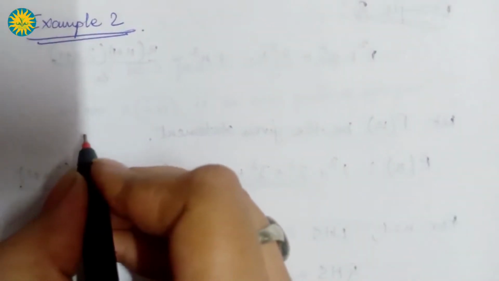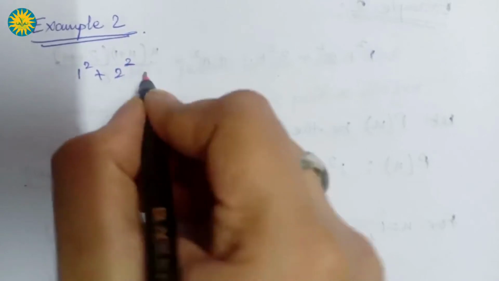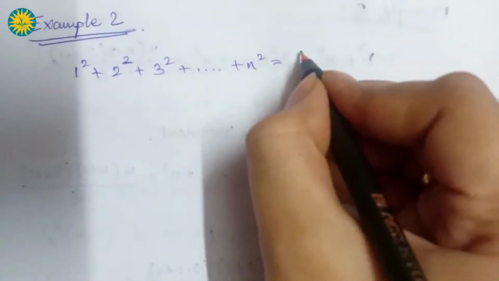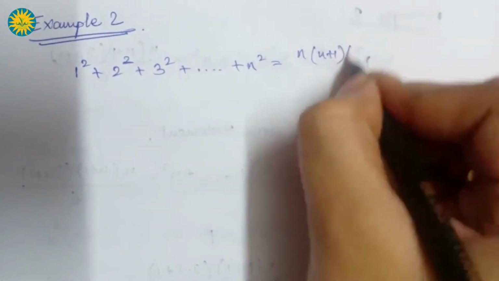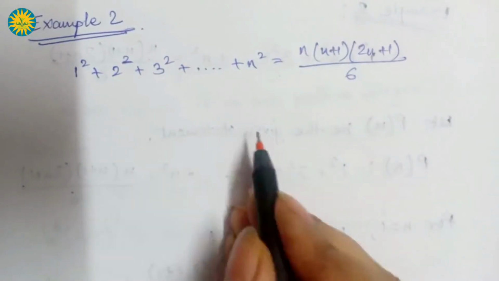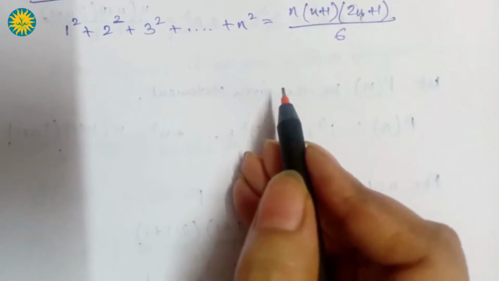Now heading on to the second example, which is an even simpler one. Using principle of mathematical induction, we need to prove that the statement is true for all n belongs to natural numbers. The statement is 1 square plus 2 square plus 3 square till n square equals to n into n plus 1 into 2n plus 1 by 6. We already know that this is true, but we need to prove this using the principle of induction.